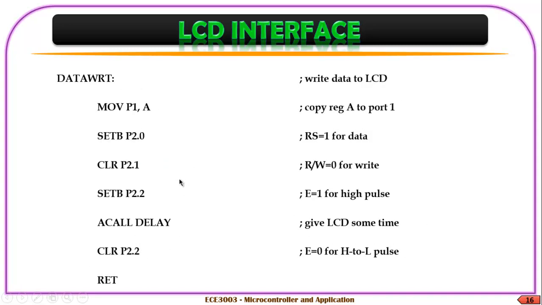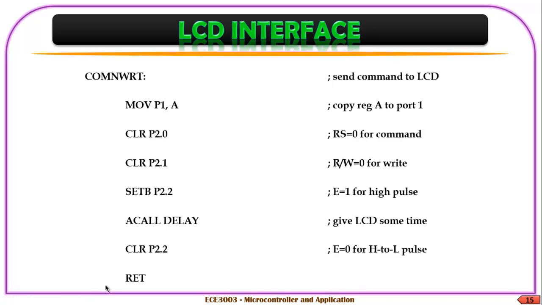Let's come back to the data write. Whatever operation I carried out in the command write, I'm doing the same except one. I'm making my RS value equal to 1 instead of 0 to indicate to the LCD that I'm passing the data, not the command. First, I'm passing the accumulator value to port 1. I'm setting my P2.0 pin, that is RS, equal to 1, for informing this is data to the LCD. And I'm clearing my P2.1 pin, which is meant for indicating read or write operation. I'm trying to do a write operation, so R/W must be set to 0, and I have to send an enable signal to activate the LCD module. For sending an enable signal, I'm making the enable pin high, calling some delay, making it low, and then coming back to the same program using a return instruction.